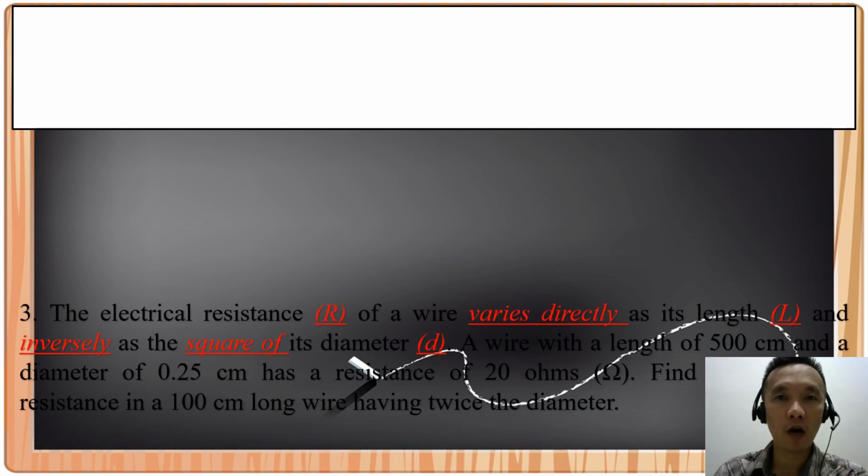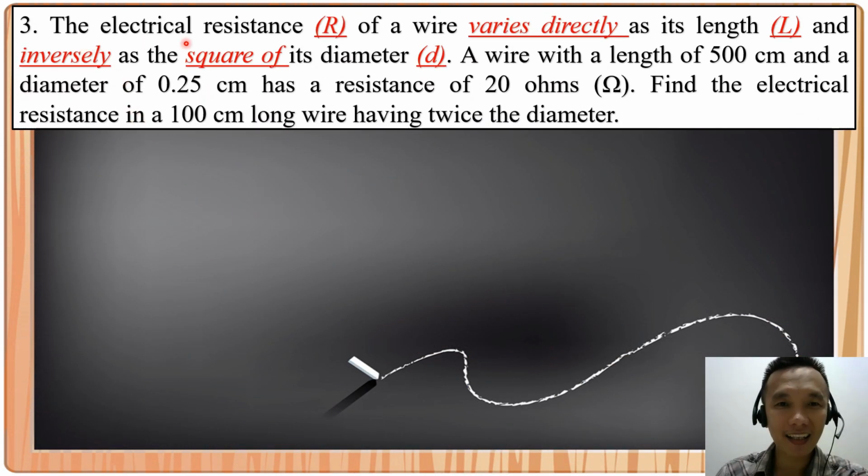So now let's have our word problem. The electrical resistance R of a wire varies directly as its length L and inversely as the square of its diameter D. A wire with a length of 500 centimeters and a diameter of 0.25 centimeters has a resistance of 20 ohms. Now, we are going to find the electrical resistance in a 100 centimeters long wire having twice the diameter.